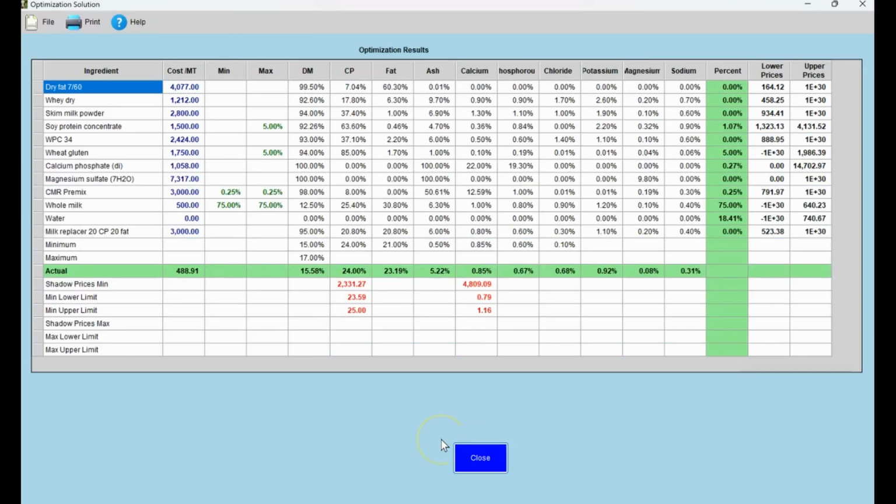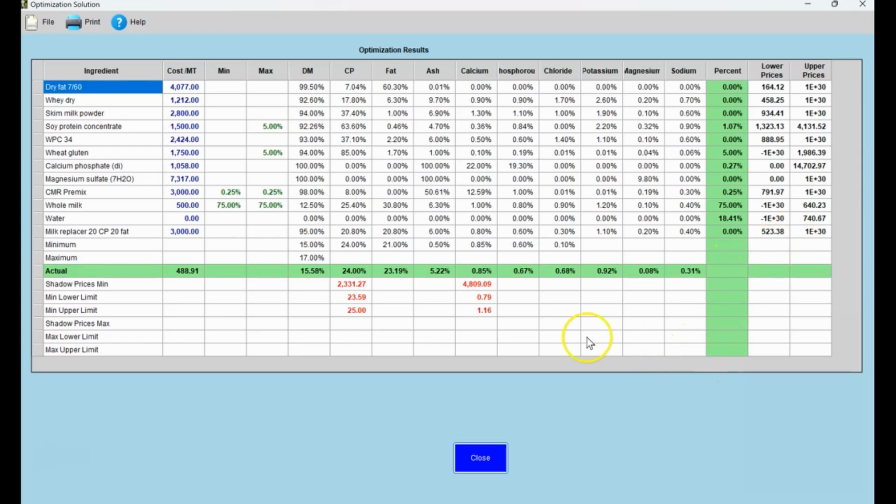When you set up a linear programming ration formulation and find a feasible solution, the results window displays two columns on the far right of the matrix, just to the right of the green % column. These columns are labeled lower price and upper price. These values provide important information about how ingredient prices affect the solution and how individual ingredients interact with the formulation.